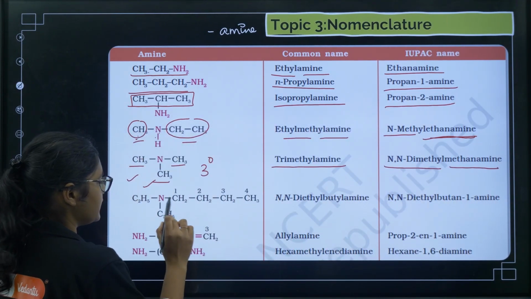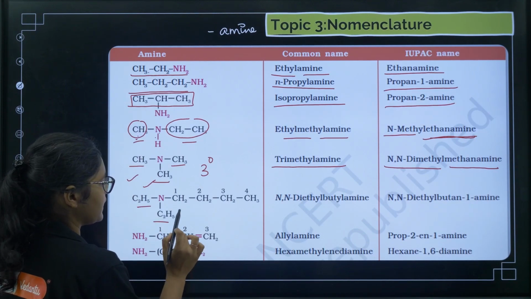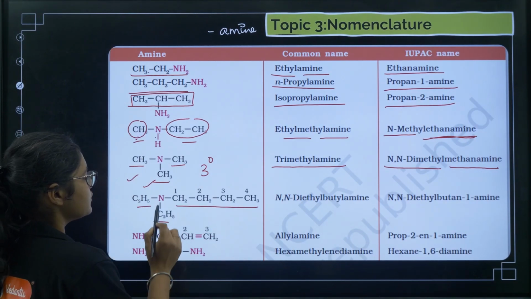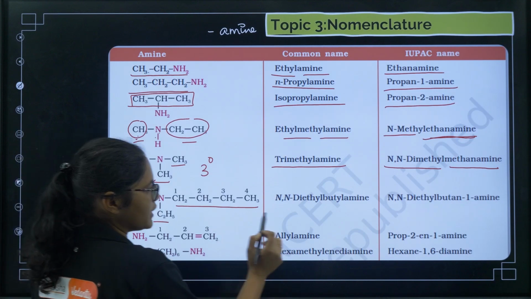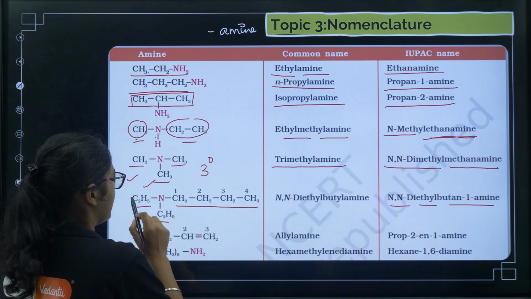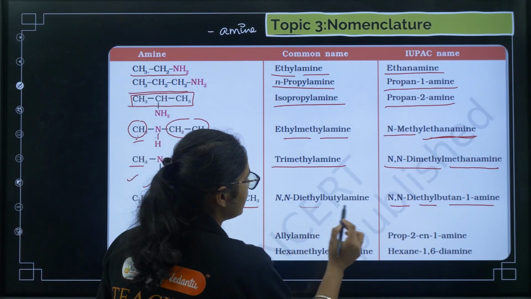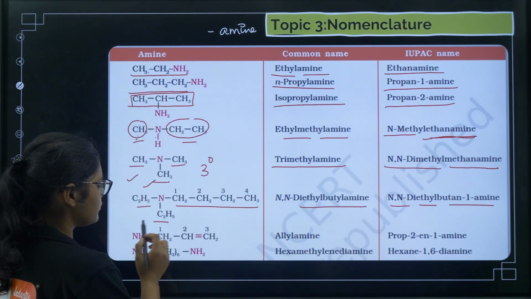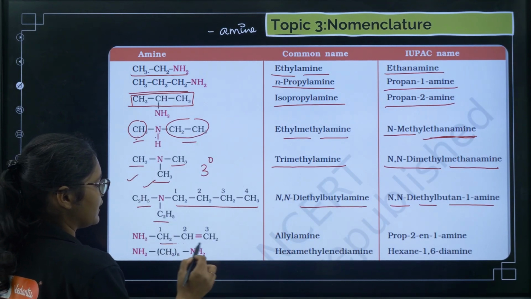Now if you see, this is again a tertiary amine. Here you have an ethyl group, and here you have a butyl group. So it will be N,N-diethyl butanamine, and what is the common name? N,N-diethyl butylamine.